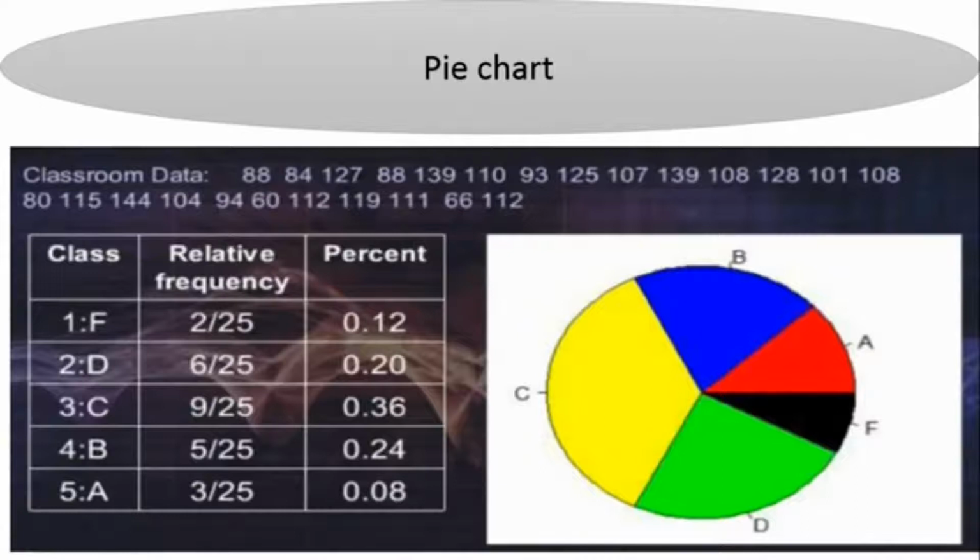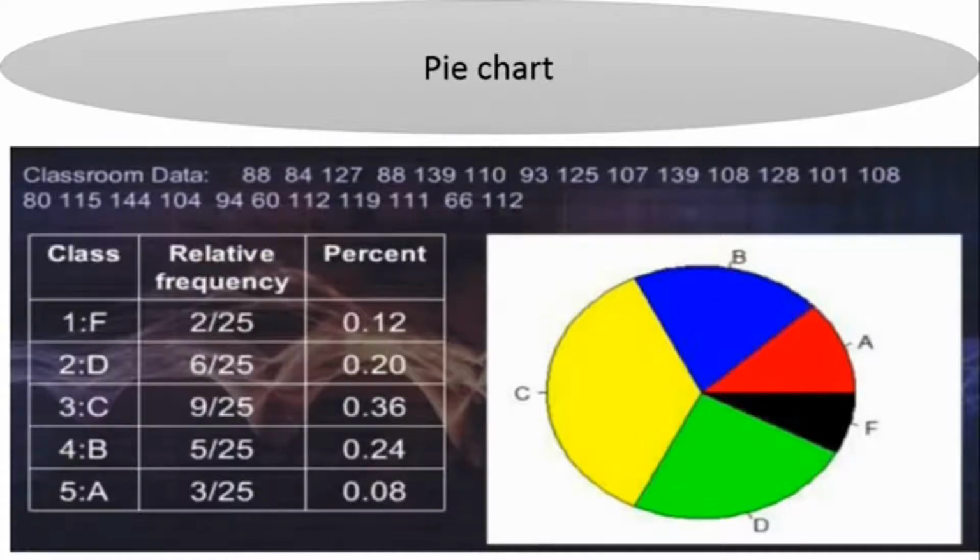So you can see the representation of a pie chart. You can also look at the classroom score data. We have different classes A, B, C, D, and F, and for any class a relative frequency, which is the frequency of the class divided by the total number of students that were recorded. So the area of any part of the pie chart is proportional to the relative frequency, and you can see the representation on the right of your screen.